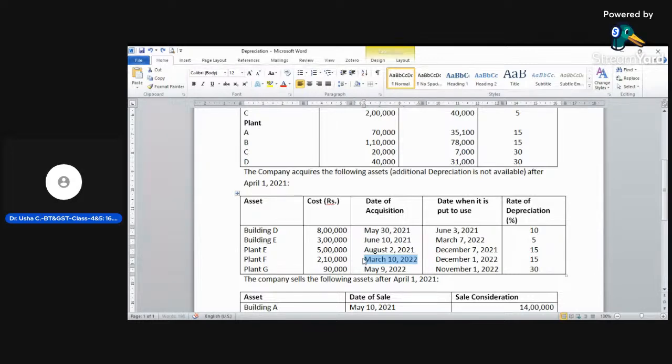But it was put to use on December 1st, 2022, meaning for less than 180 days, only in the year 22-23. But we should remember, this put-to-use of 180 days will be considered only in the year of purchase. If it is not put to use in the year of purchase, then from the next previous year the put-to-use concept is not applicable, meaning the full rate of depreciation is to be charged from the next year onwards.